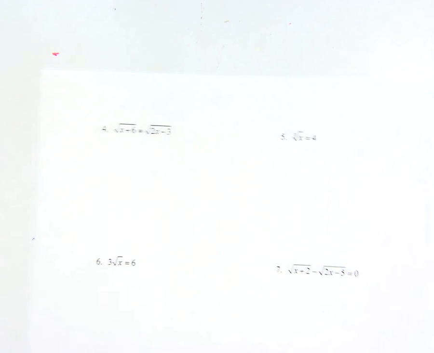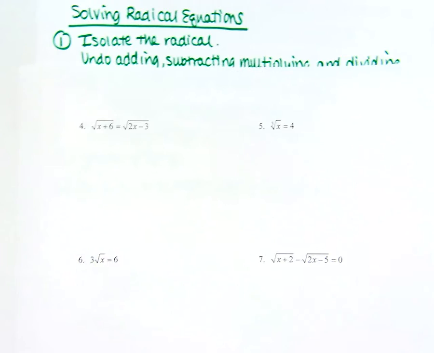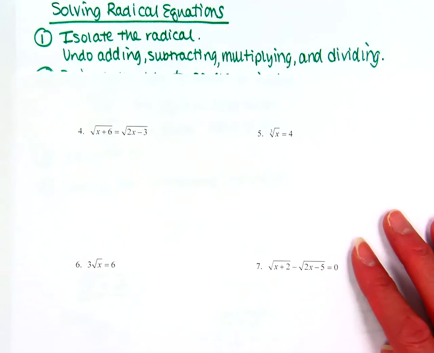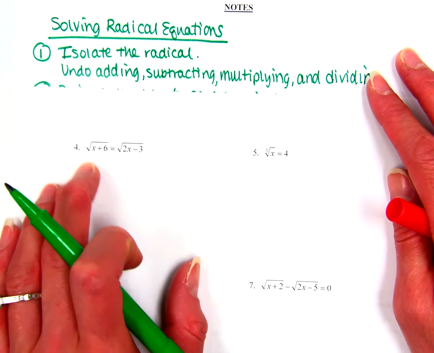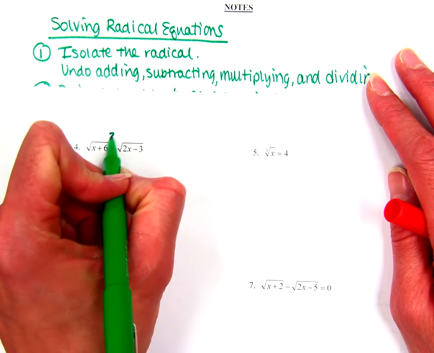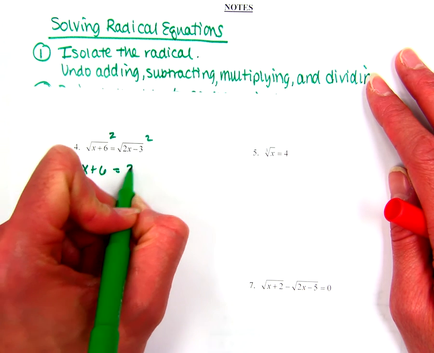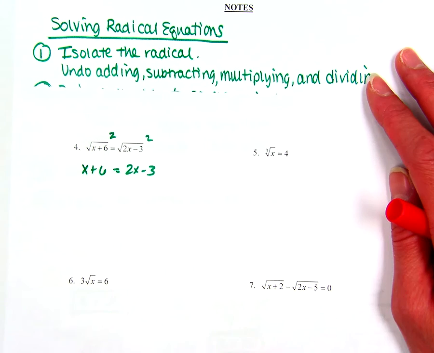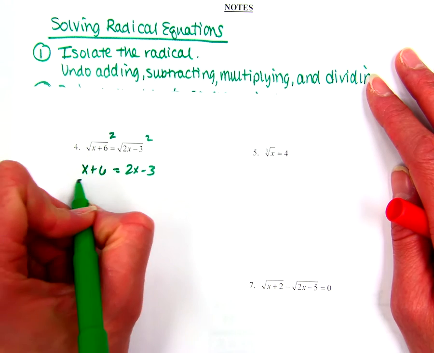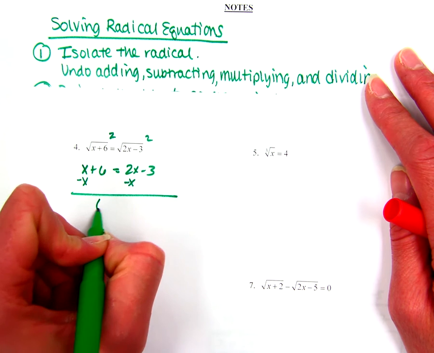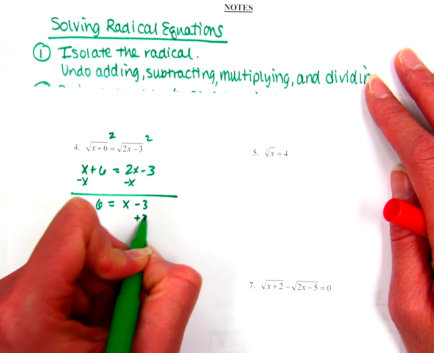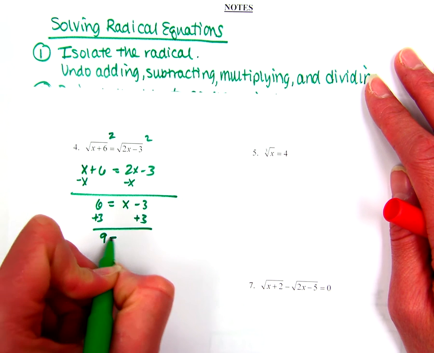All right, flip to page 2. So again, if we're going too fast, make sure that you go back and rewind the video. All right, is your radical isolated? Well, yeah, there's one here and one here. So we're going to square. All right, so if you square it, you get just x plus 6 equals 2x minus 3. The square and square root cancel. So now you have a normal-looking equation that you can just solve. 6 equals x minus 3. If you add 3, you get x equals 9.